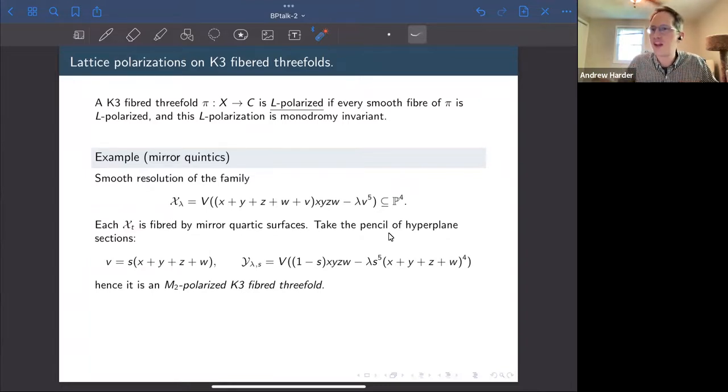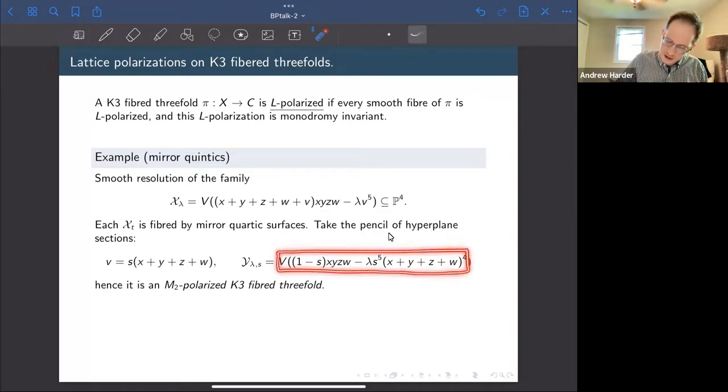So you can see this without taking the resolution, just by taking a pencil of hyperplane sections. If you take this pencil of hyperplane sections, the base locus will be resolved under resolution, so you don't have to worry too much. And you can see that this is actually fibred by mirror quartic surfaces by taking these hyperplane sections. So if I take the hyperplanes given by this equation, I plug that in here. I think I maybe got some signs wrong in this equation, but maybe it should be a plus. But anyway, I'll leave that as it is. I plug that in, I get the family of hypersurfaces of this form. So for each lambda, I get a pencil of hypersurfaces in it that are just, if you go back to the equation before, the mirror quartics.